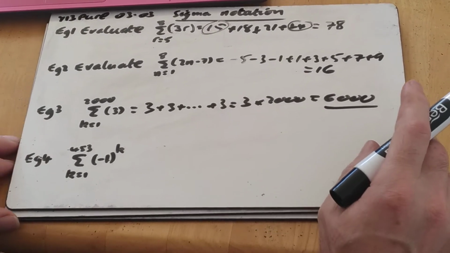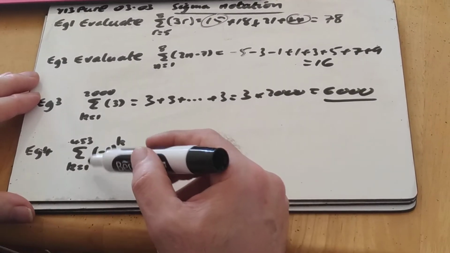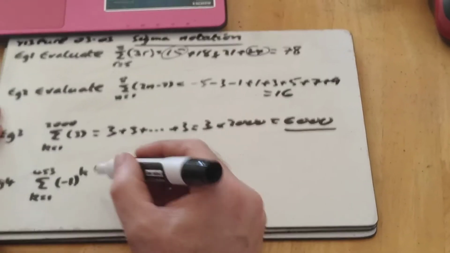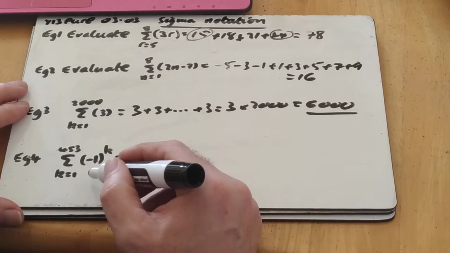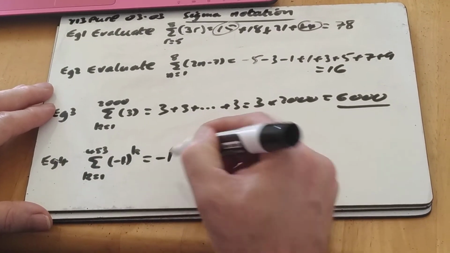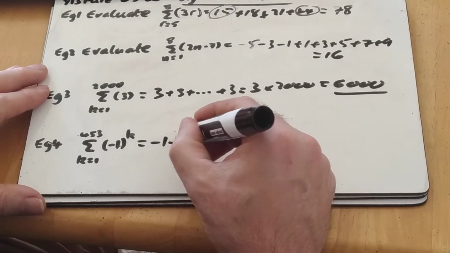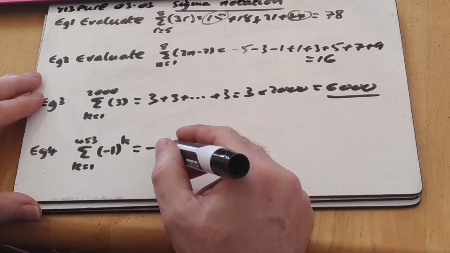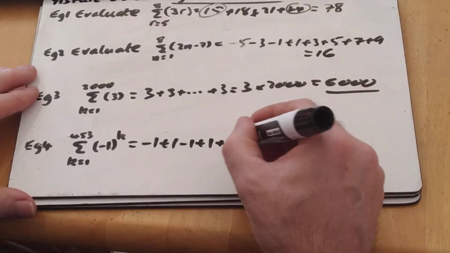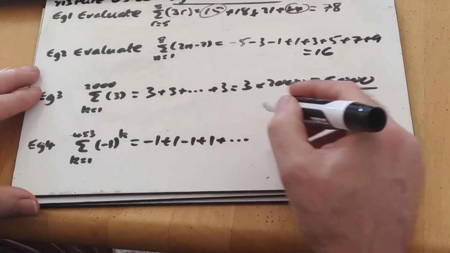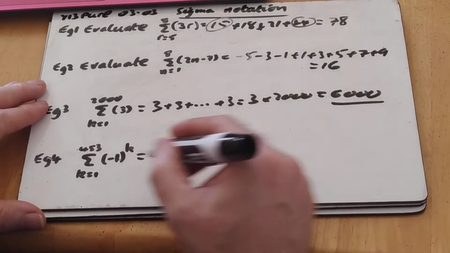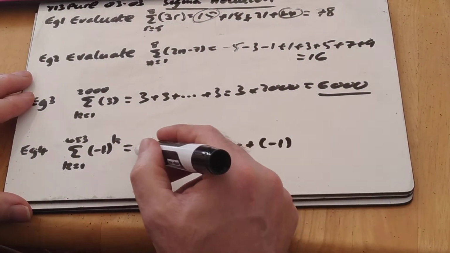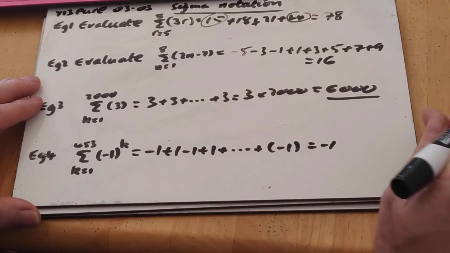Straightforward. Example 4 wants us to work out the answer to this one. k equals 1 to 453, a bit strange, of minus 1 to the power k. Well, let's see what happens when we stick values of k in. Stick 1 in, I get minus 1 to the 1. Stick 2 in, I get minus 1 squared. Stick 3 in, minus 1 cubed, and so on. It's going to alternate minus 1, plus 1, and so on, all the way up to the last value I'm going to stick in, 453, which is minus 1 to the 453, the last minus 1. Well, everything's going to cancel out apart from that minus 1, which is that.